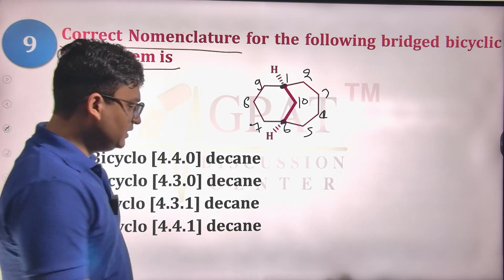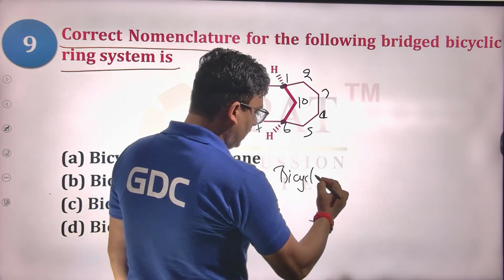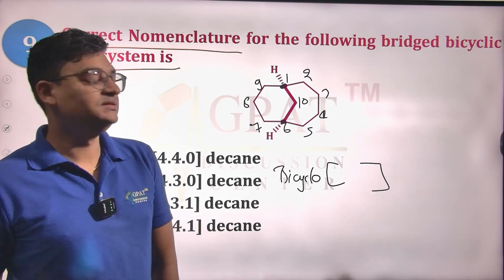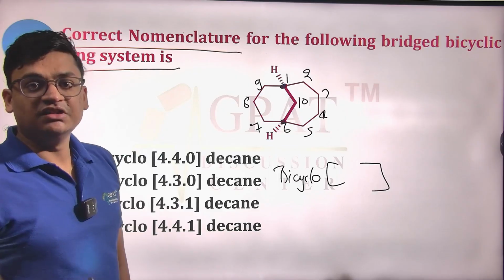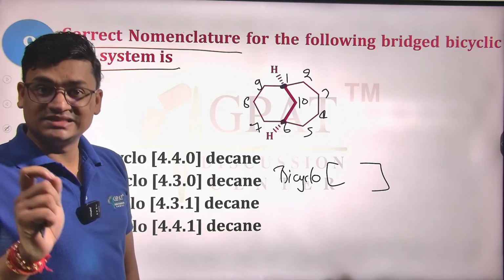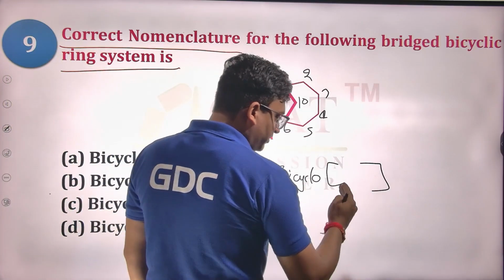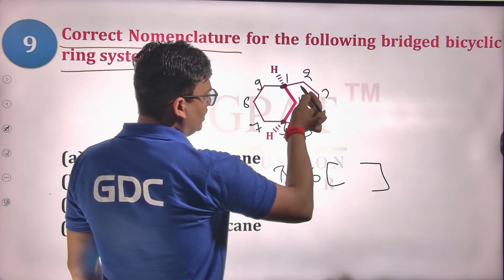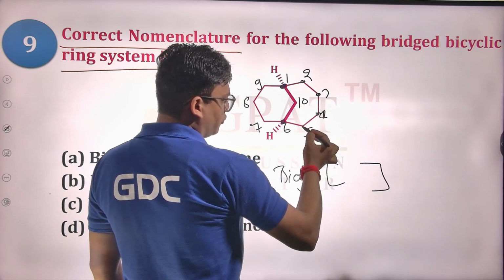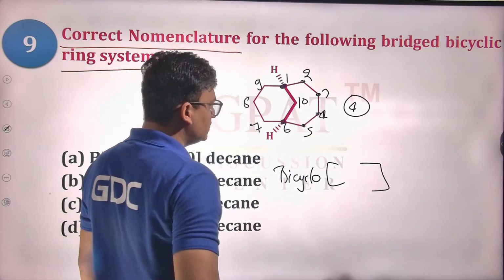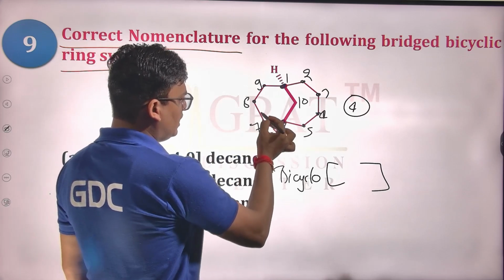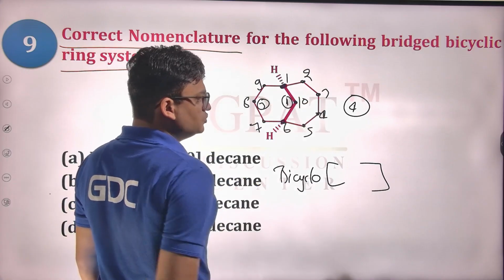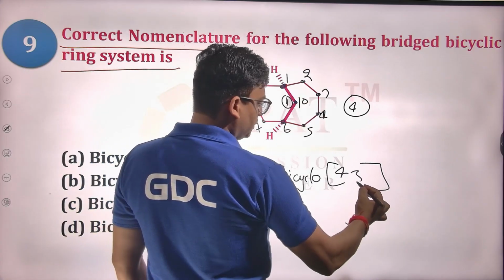Now bicyclo: we write bicyclo, and after bicyclo we have to write 3 numeric digits. These digits are the numbers of carbons in each chain, and they must follow a descending order. First we put the largest carbon chain, then the smaller, and then the smallest one. Here we have 1, 2, 3, 4 carbons, so this chain has 4 carbons. This chain has 1, 2, 3 carbons. And the inner one has just a single carbon, that is here. So we have 4 carbons, then 3, then 1.